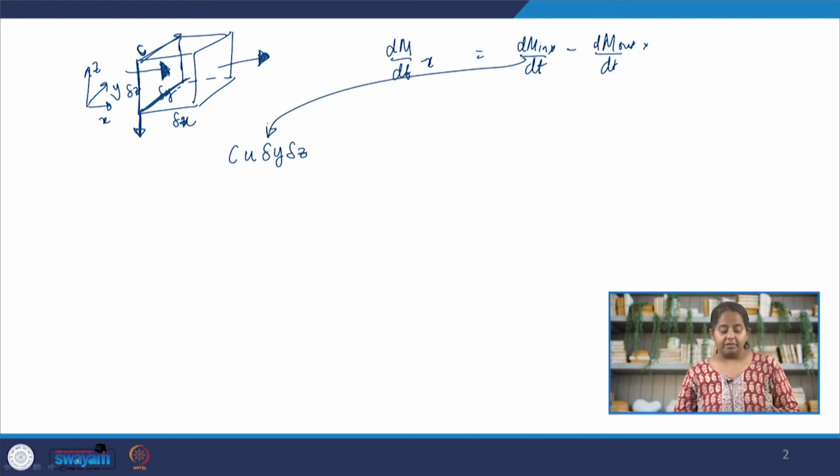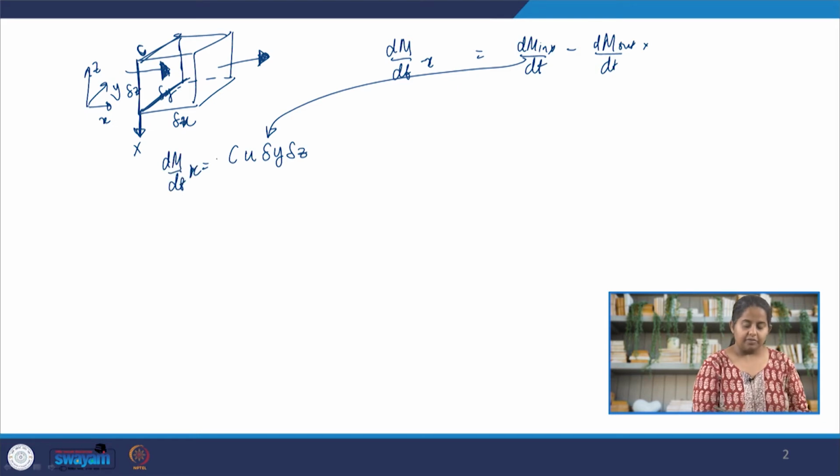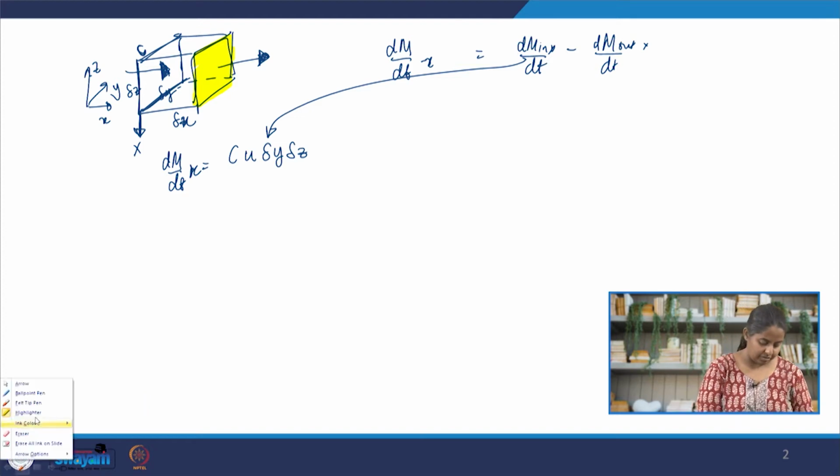Now we need to find, this is at this particular position, so let us say this position is x. So mass in dm by dt at x, right. Now we want to find out what is happening at x plus dx here in this surface. Let me use a different highlighter. Now we want to find out the bulk action of mass which is moving out of the parallelopiped through the highlighted yellow surface.